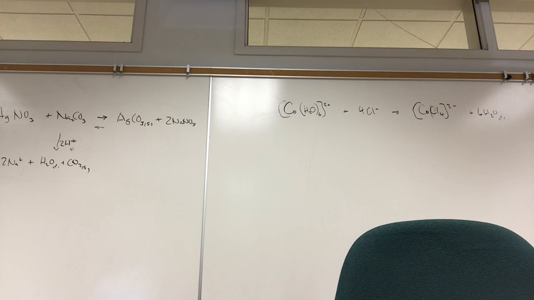How can we reverse this one? Okay. This one can't be reversed over there, but we can dissolve the silver chloride by adding ammonia to form the diamine complex. Diamine silver ion.